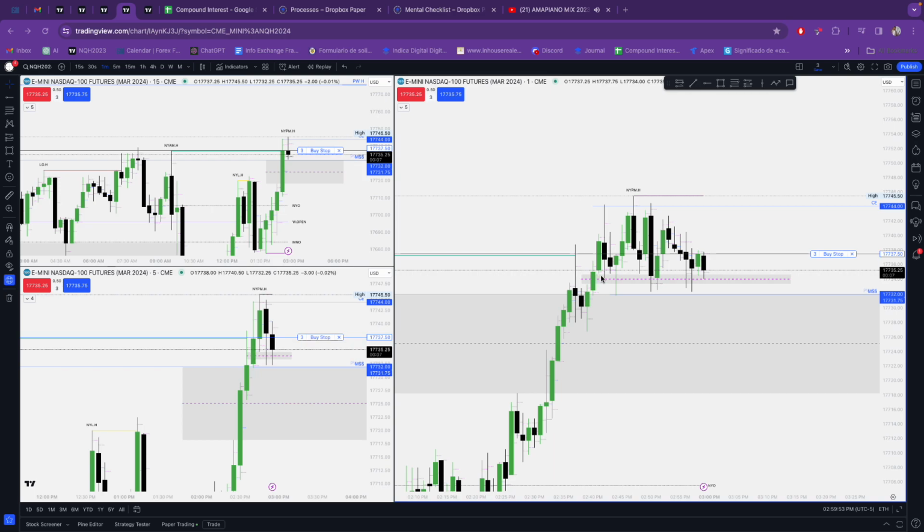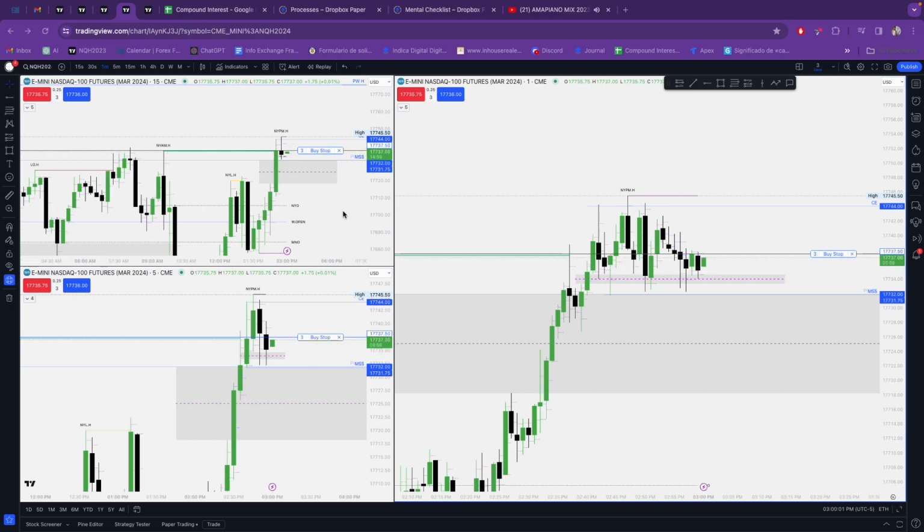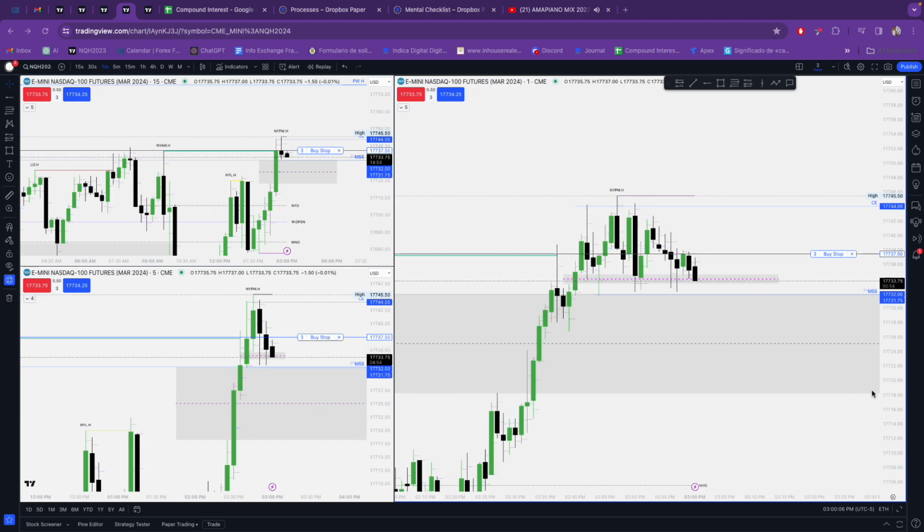So why take this? I'm seeing this 1 minute fair value gap holding. I do believe this could be like a bullish breaker if we can close above it. See if this 15-minute fair value gap can hold.